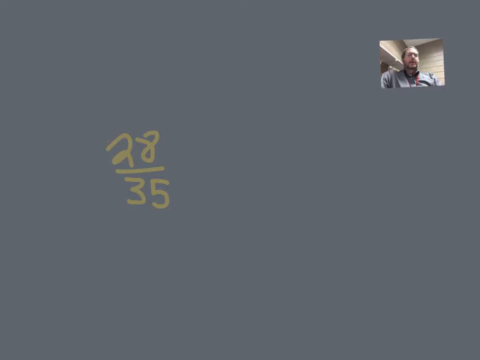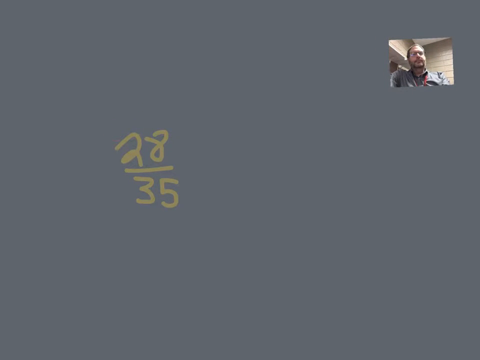Okay, so here we have the fraction 28/35. And as I look at both of those numbers, I'm realizing that a common divisor that they have is the number 7. So I can divide both of these by 7. So 28 divided by 7 is 4, and 35 divided by 7 is 5. So now we're in lowest terms. That's how to simplify a fraction. Let's do another example.